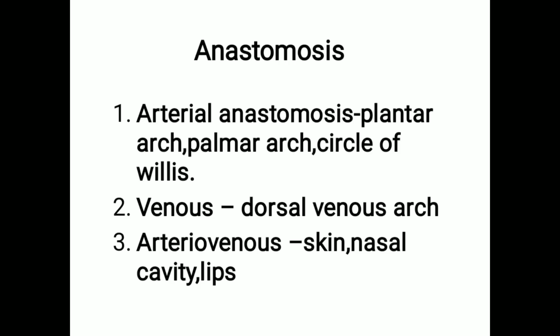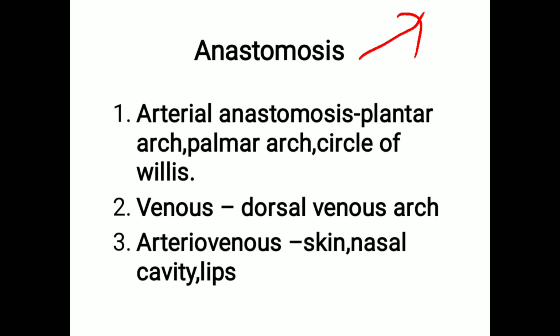Next, we'll look into anastomosis. What do you mean by anastomosis? Anastomosis, you look, there are different types. One is called arterial anastomosis, one is called venous anastomosis, and one is called arteriovenous anastomosis.